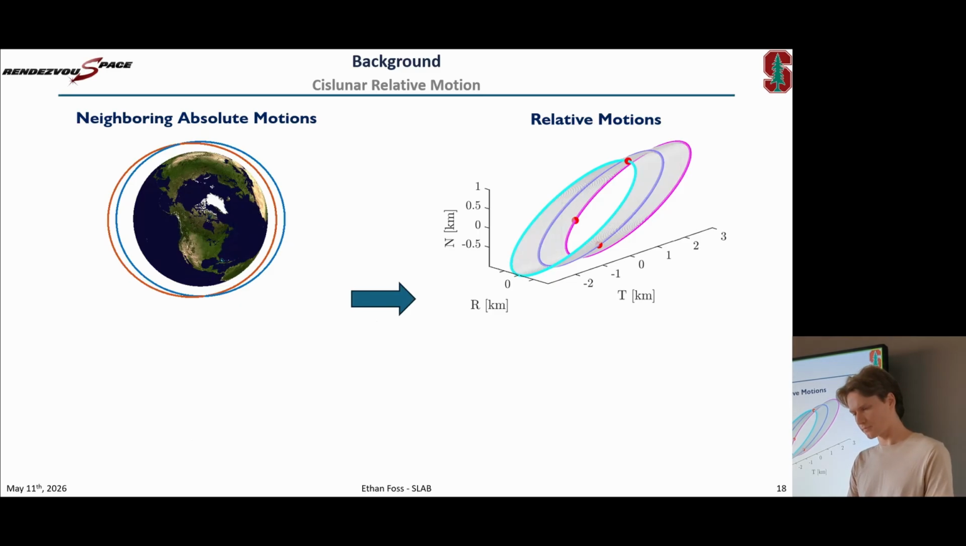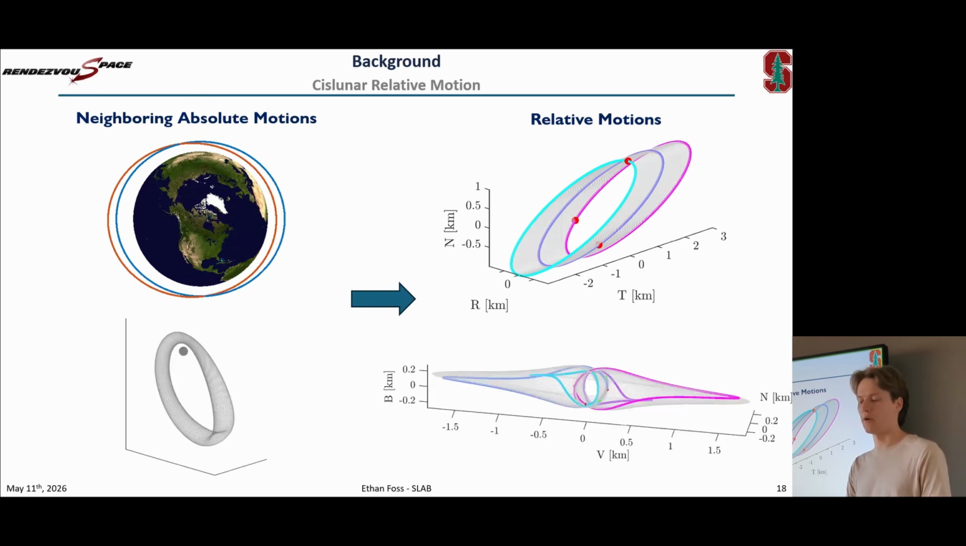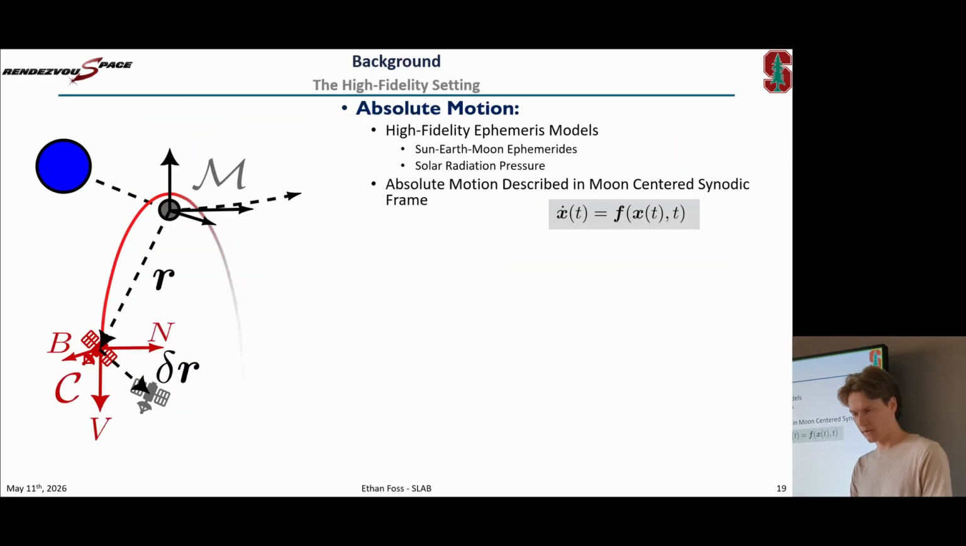first place. Well, if we look at the Keplerian regime as an analog, what we see is that neighboring absolute motions form relative motions if we look at it from the perspective of the spacecraft on a periodic orbit. However, in cislunar regimes, the perspective has to be shifted a little bit. Instead of neighboring periodic orbits forming relative motion, it's actually neighboring quasi-periodic tori that form that relative motion. So with that in mind, let's see how these ideas extend to the high-fidelity setting.